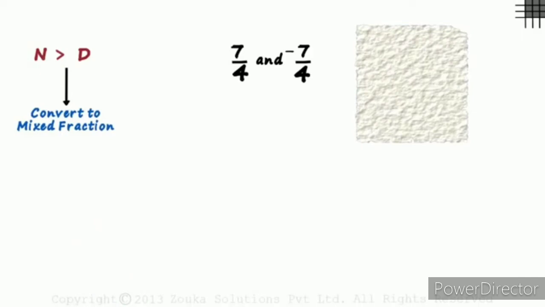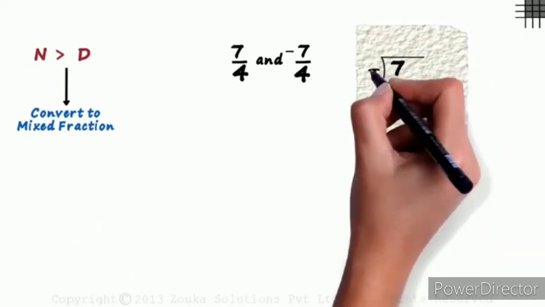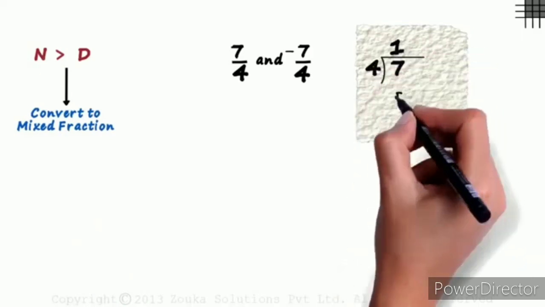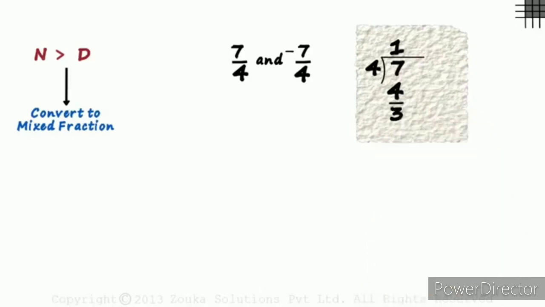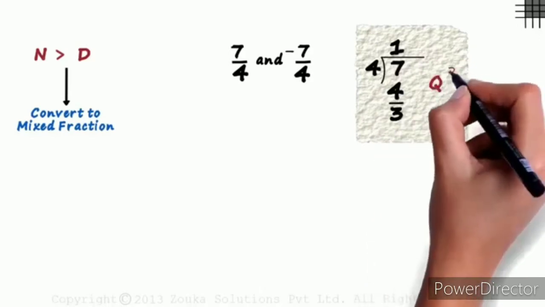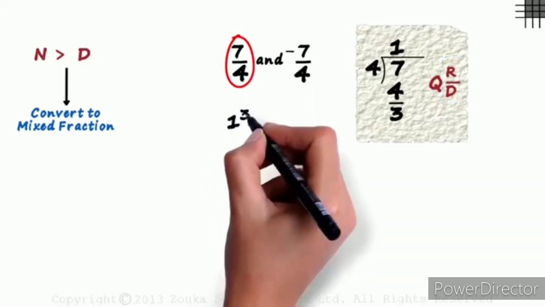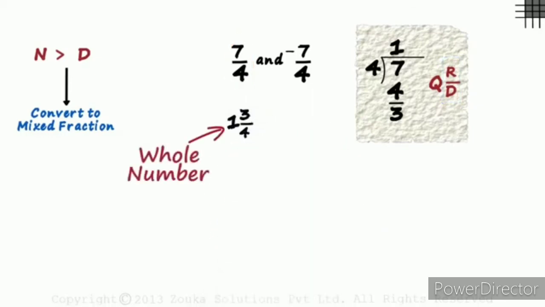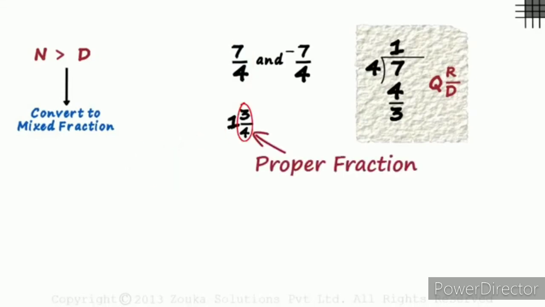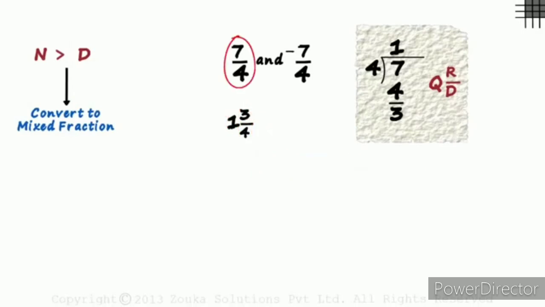We only have to divide 7 by 4. We get the quotient as 1 and the remainder as 3. So we write the mixed fraction as quotient remainder by divisor. This is the whole part and this is the fractional part. So we can write 7 by 4 as 1 3 by 4. 1 is called the whole number part and 3 by 4 is called the proper fraction part. Each of the 3 numbers 1, 3 and 4 tell us something about where 7 by 4 is plotted on the number line.